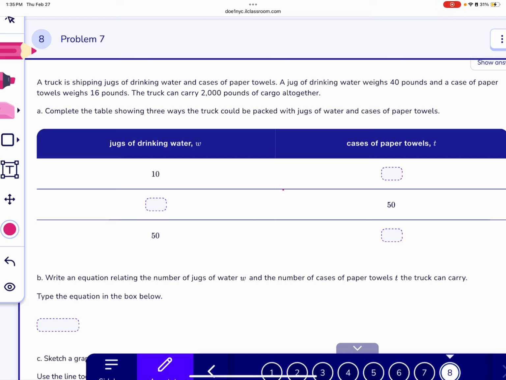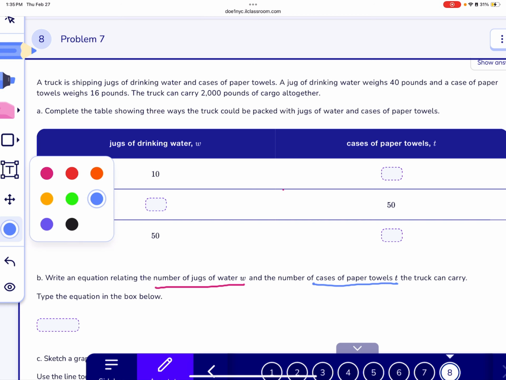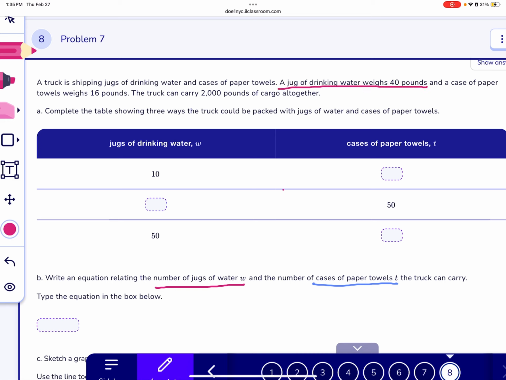So first, we are going to underline the important pieces of information, which is the number of jugs of water is W and cases of paper towels is T. And we're going to go up to where the problem gave us how much a jug of drinking water weighs, which is 40 pounds. And we're going to relate that to our W. So for every 1 increase of jug of water, we're going to have an additional 40 pounds of weight.